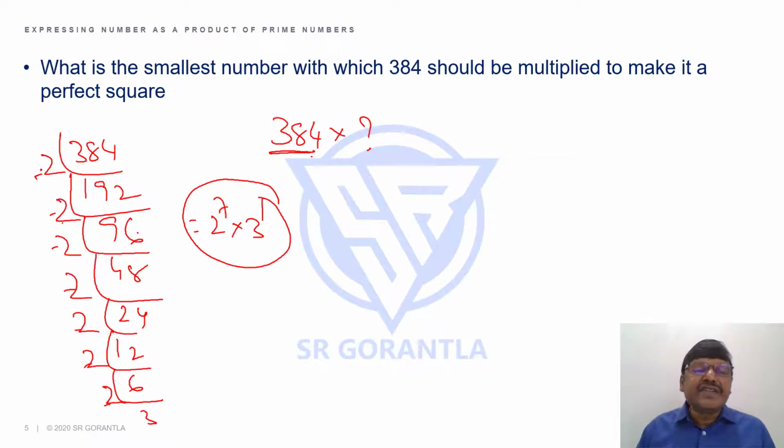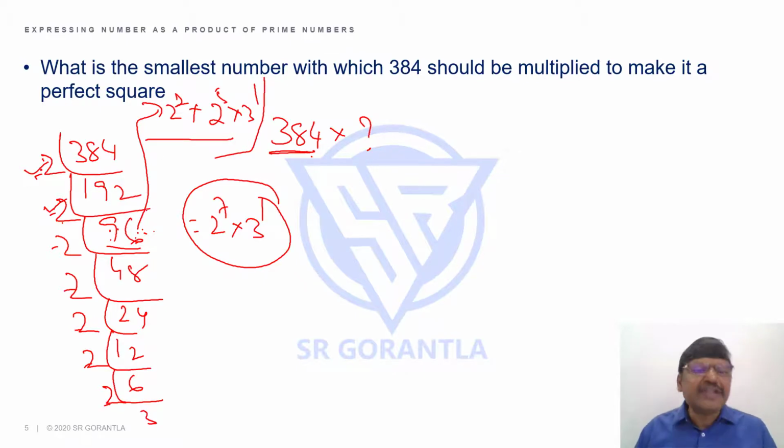How I said 96 is 32 into 3. 32 is 2 power 5. So 2 power 5 into 3, but already there are 2 more 2s. So 2 square into 2 power 5. So I stop it here. 2 into 2, 2 square into 96 means I write 32, that is 2 power 5 into 3 power 1. If I can do that, I will save precious time in the examination. Anyhow, students, 384 equals 2 power 7 into 3 power 1.